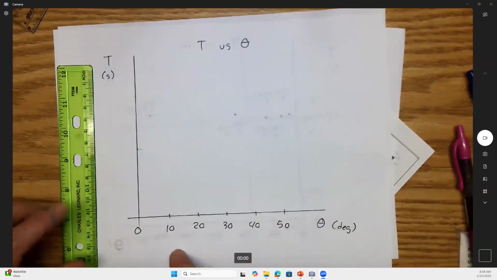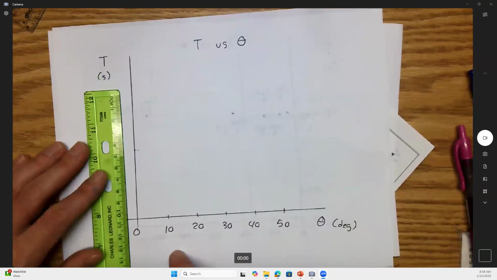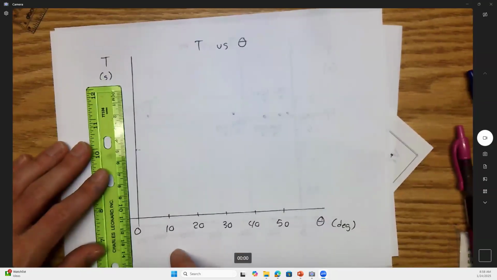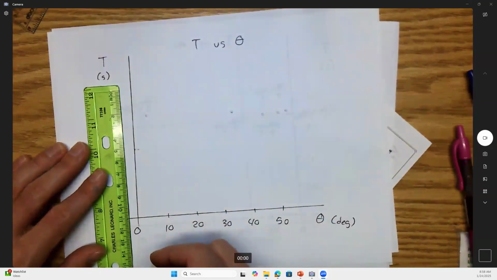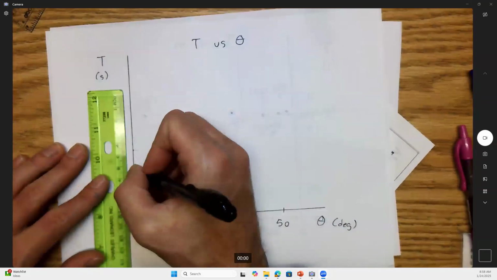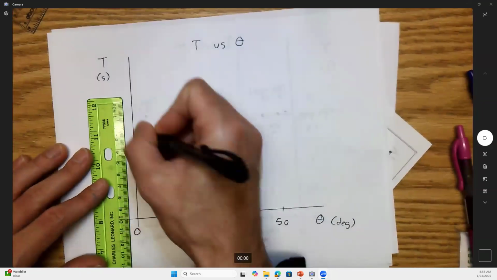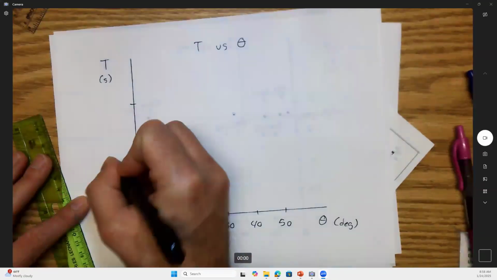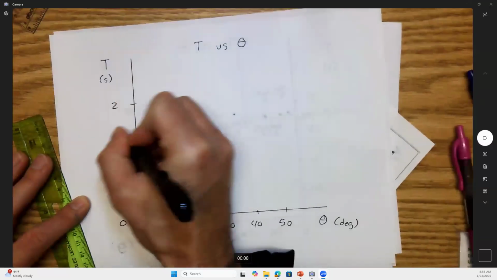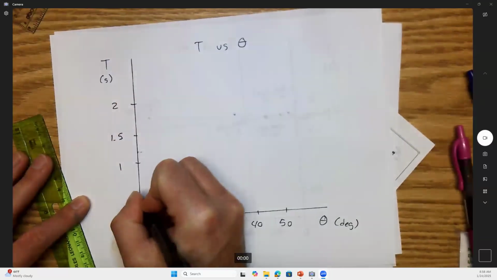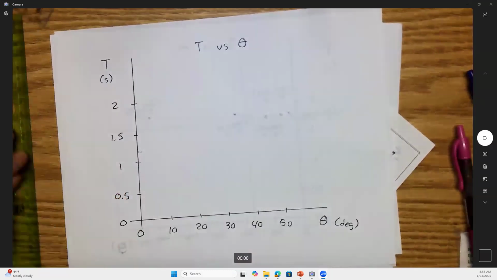All right. What was the longest time period? The longest time period was 1.788 seconds. Okay. So go 0, 1, 2. So 0, 1, 2. All right. Let's get some coordinates here.